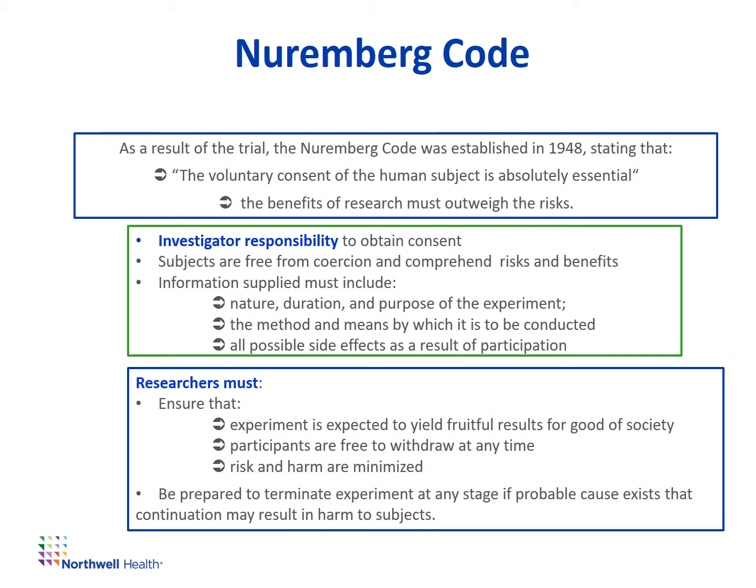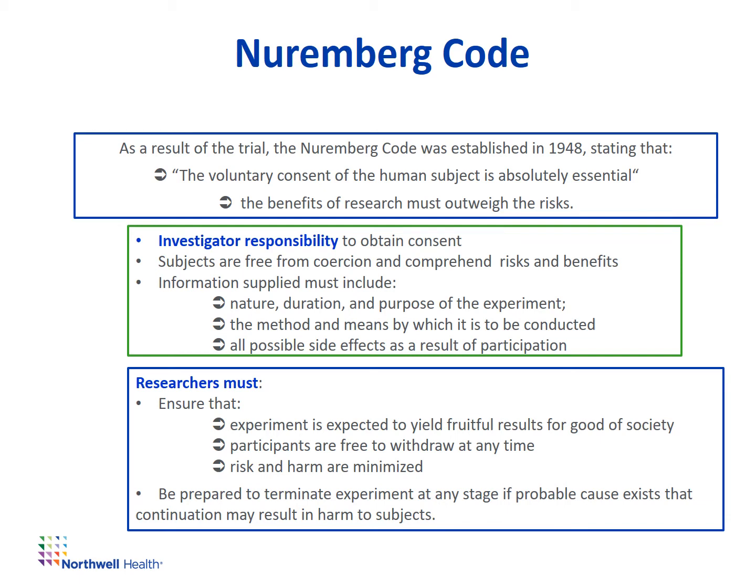Major points were that the voluntary consent of the human subject is absolutely essential, and that the benefits of research must outweigh the risks. The concept of voluntary included that participants are able to consent, they are free from coercion, and that they comprehend the risks and benefits involved. That is, they have the understanding and knowledge of the subject matter needed in order to make a decision.